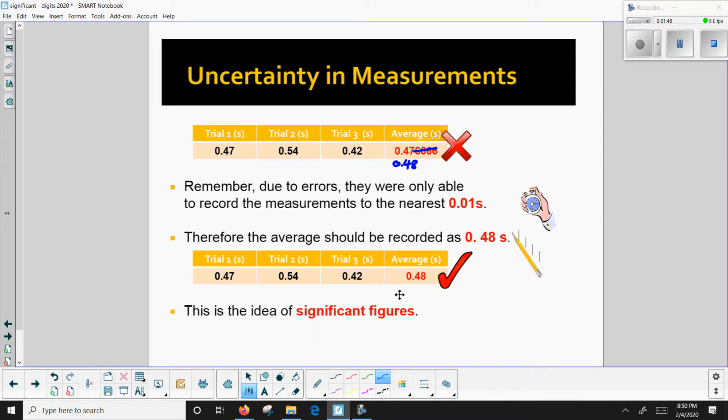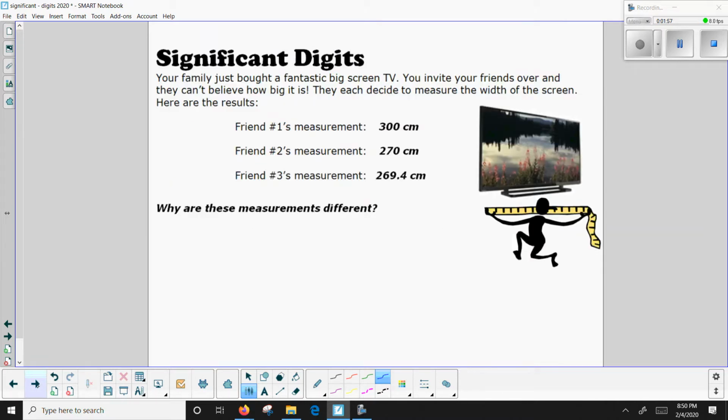And that's the whole idea behind significant digits. You're being careful to record the measurement the way it was originally done. So let's say we have a situation like this. You've got a bunch of friends that are bragging about the size of their TV. Friend number 1 says, hey, my TV is 300 centimeters large. Friend number 2 says, hey, my TV is 270 centimeters large. And finally, friend number 3 says, hey, my TV is 269.4. Well, who would you believe?